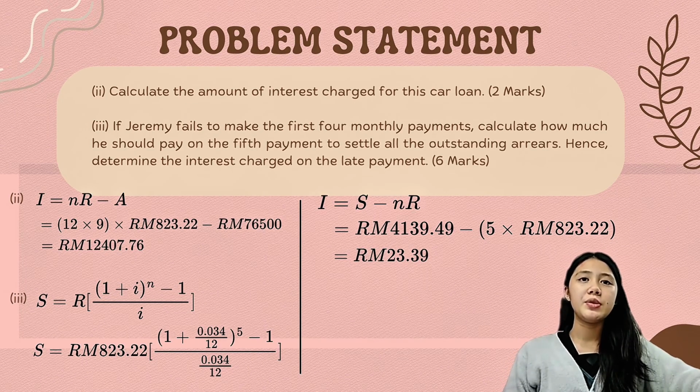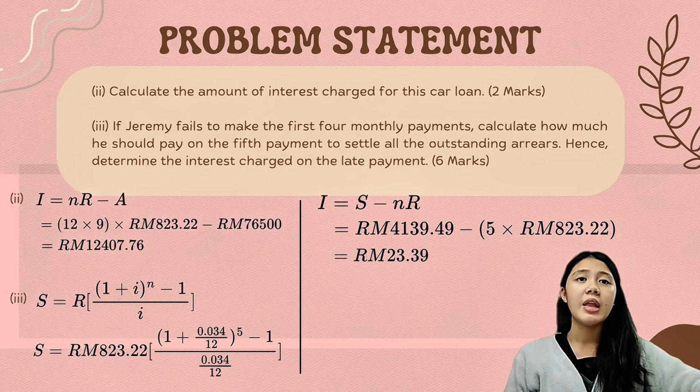For question 2C3, to calculate how much Jeremy should pay on the fifth payment to settle all his outstanding arrears, we are going to use the future value formula. Then, we are going to substitute all the information that we have calculated and the information in the question into this formula. For the value of R, we are going to substitute 823 ringgit and 22 cents. For the value of i, it is actually K over m, where K is the nominal interest rate and m is the number of times the interest is calculated. So for this K over m, we are going to substitute 0.034 over 12.